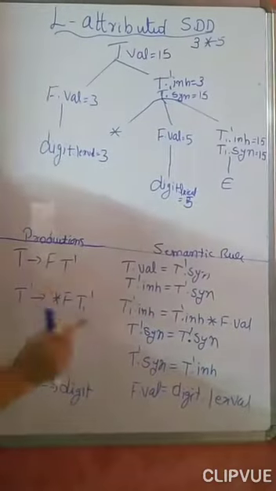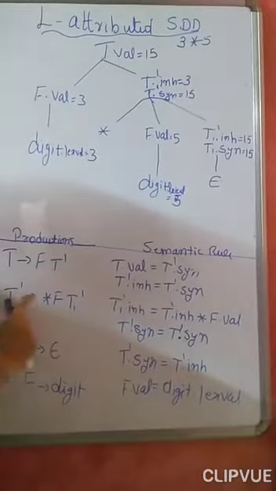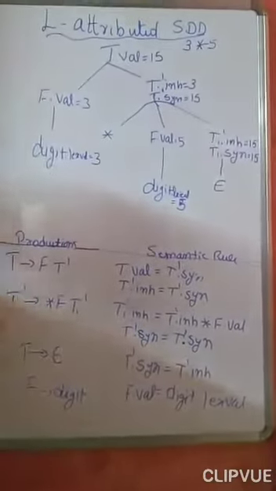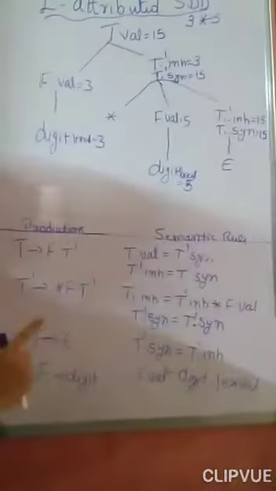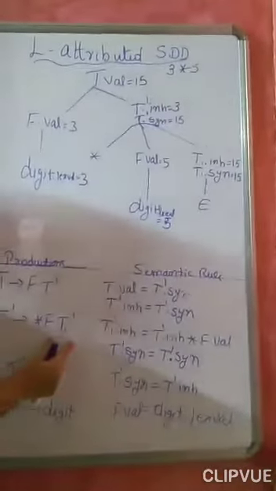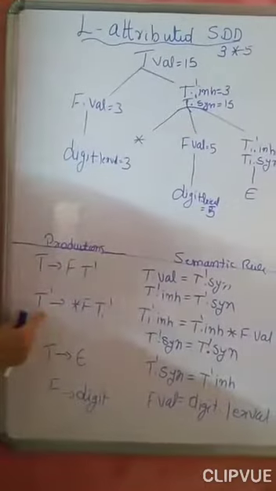One more thing here: both these T dash are the same. They are not different. They are the same non-terminal. So why have we written the dash? Just to indicate that one occurs in the body of the production and the other occurs in the head of the production.